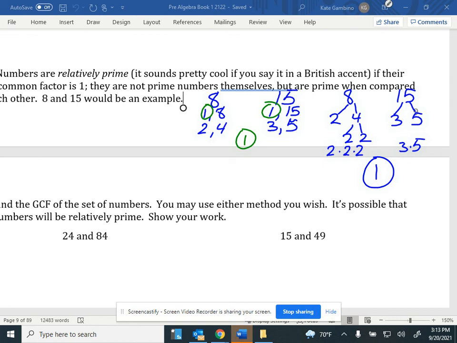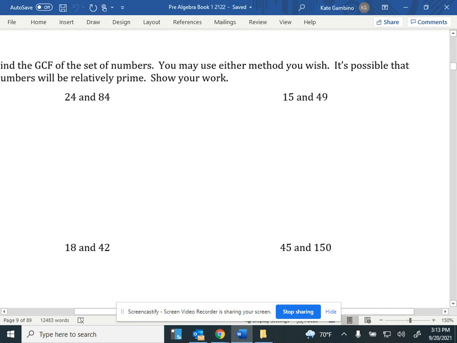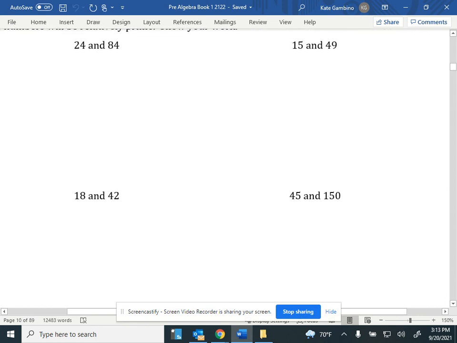The homework to go along with this is both page 10 and 11, so make sure you are doing both. On page 10, it says show your work. I want to see if you are doing factor pairs or the factor tree, so I can see how you're doing, if you're getting the correct greatest common factor, and if you're not, where the mistake is happening. So remember, if you're doing factor pairs, show all of the pairs and then circle the common factors. If you're doing the factor tree, make sure you are breaking it all the way down to the prime numbers.